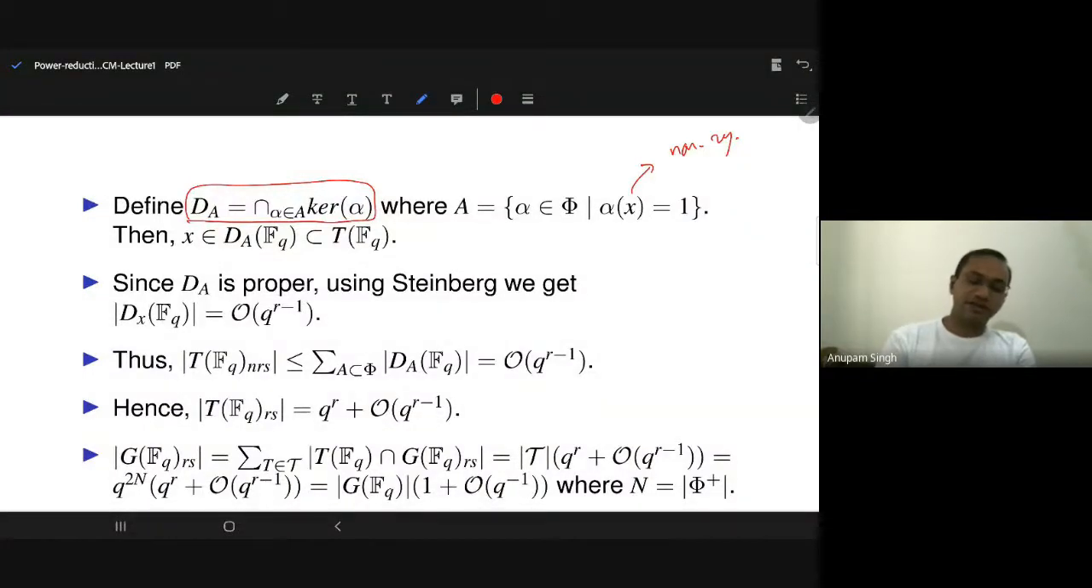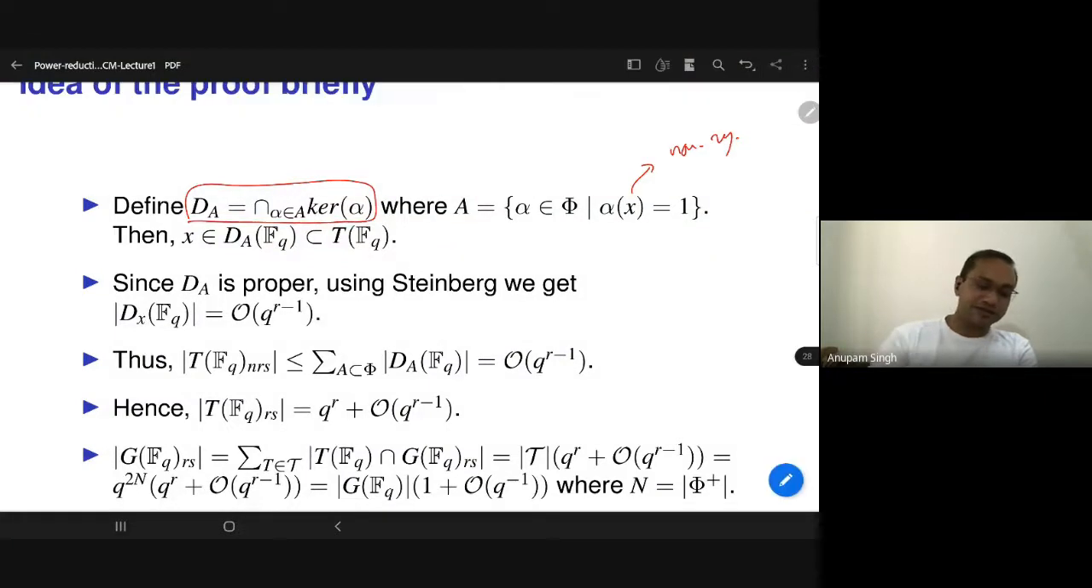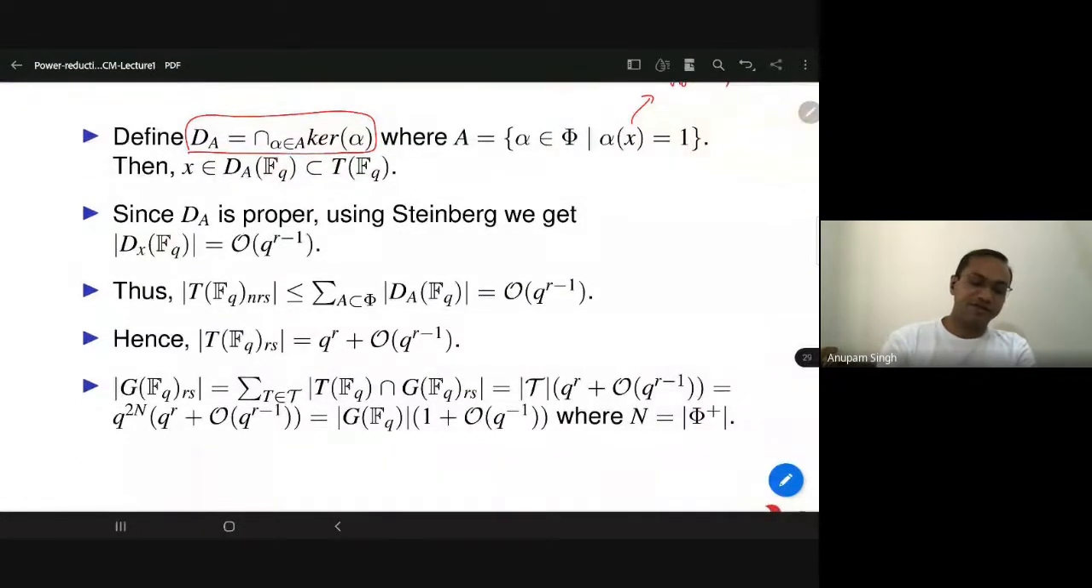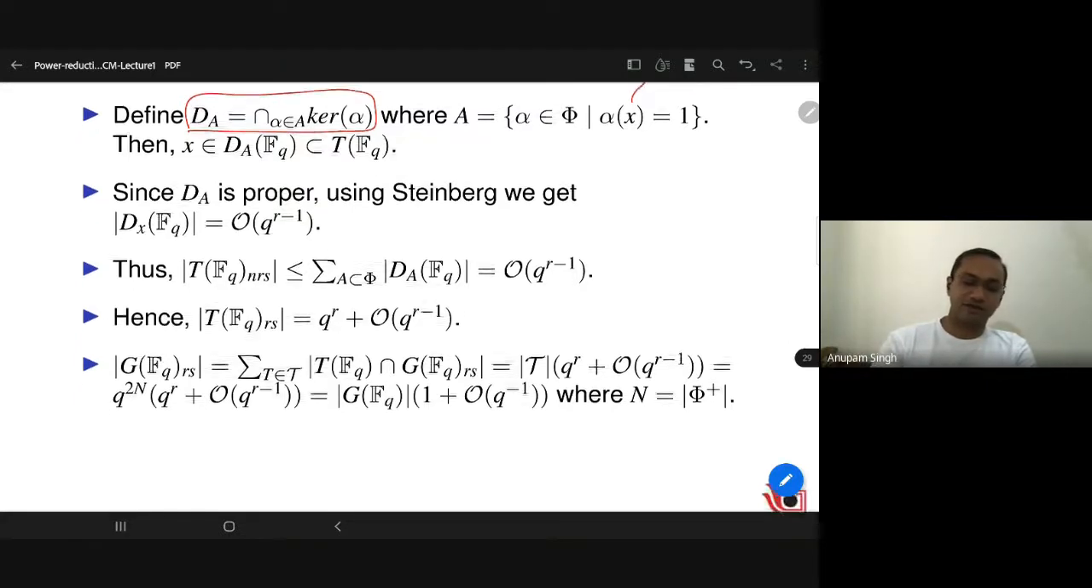So D_A(F_q), and this D_A is clearly defined over F_q, you can see that because it's a kernel. So D_A(F_q) is a subset of T(F_q). The claim is that D_A(F_q) is of order q to the power r minus 1, because it is a proper subset of T(F_q). Dimension-wise it goes lower, it is one less dimension. It's a proper subvariety, use connectedness and all that. If you know a little bit of algebraic geometry, you can conclude from there.